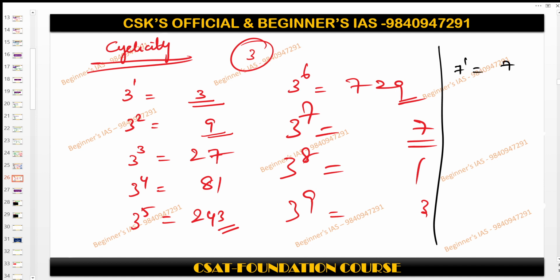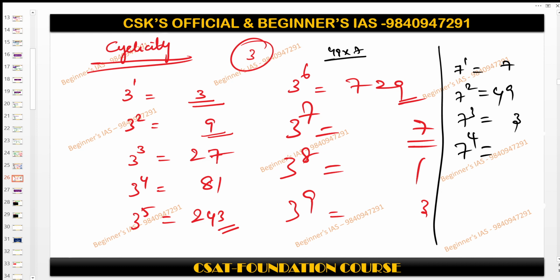7 power 1 is 7. 7 power 2 is 49. 7 power 3 is 343. So this is 49 into 7, isn't it? Then what is 7 power 4?